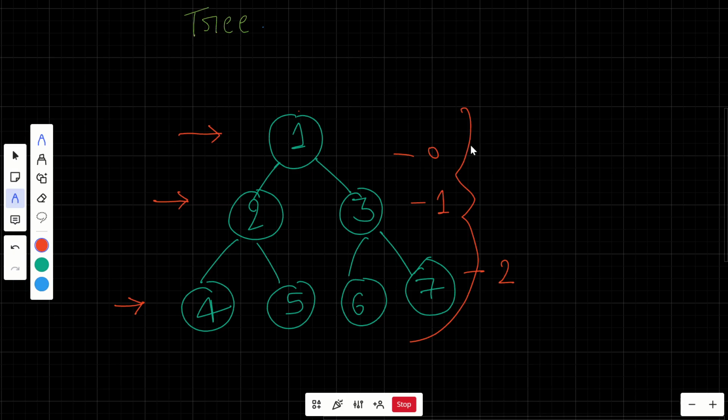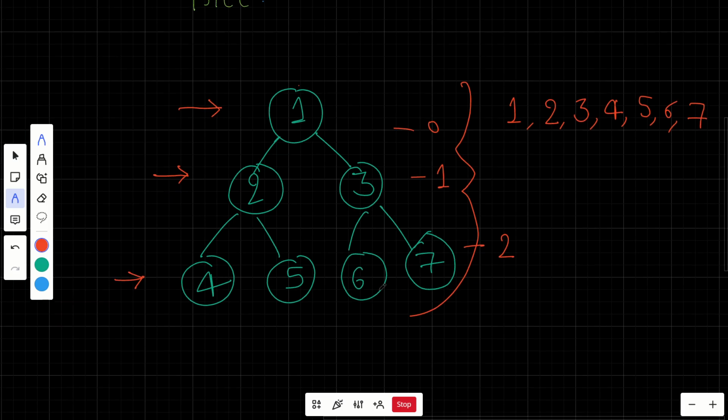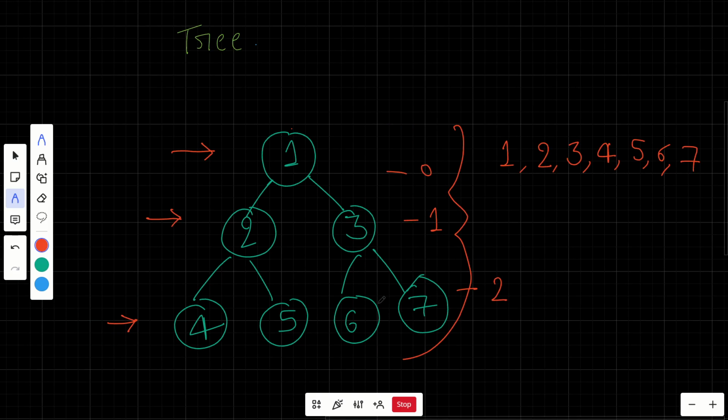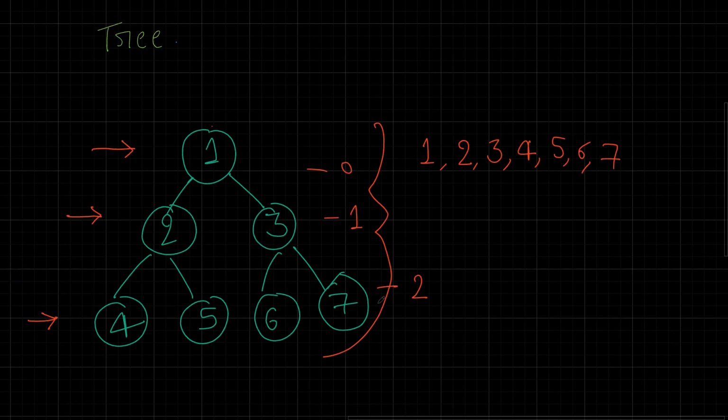So what will be the result of this particular traversal? We will get 1, 2, 3, 4, 5, 6, 7, and you 100% got that. How did I write that? Firstly we go to 1, then we go to 2, 3, and then we go to 4, 5, 6, and 7. So how does this particular traversal work in the tree?